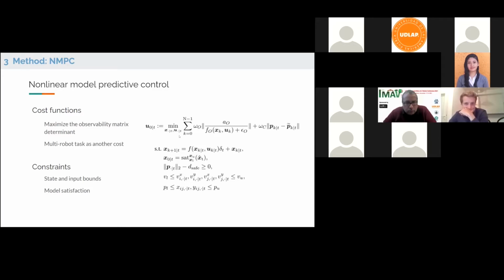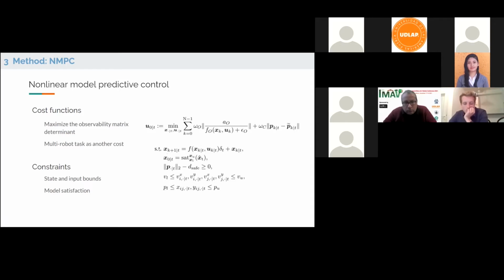The controller consists of two sub-cost functions. The first part is used to maximize this observability matrix determinant to let the system have a better observability. The second part is to minimize the relative positions error between two drones to achieve a multi-drone task, like the formation flight. And also we consider the constraints.